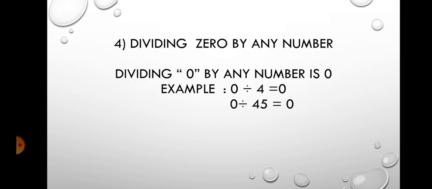The next property is dividing 0 by any number. Dividing 0 by any number is 0 always. For example, 0 divided by 4 is 0. 0 divided by 45 is also 0.